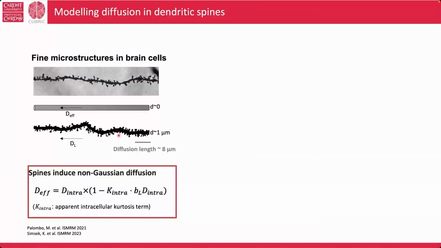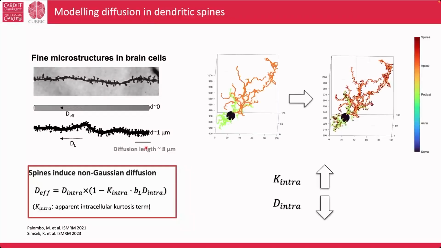We proposed a phenomenological model, which was anyway introduced in the 90s by Jablonski and Sostansky. We extended it a little bit for spiny dendrites. And the idea here is that this model has two parameters, the intraneurite kurtosis and apparent diffusivities. And if you have spines, the kurtosis that you measure should go up and the diffusivity should go down because they introduce non-Gaussianity and delay the diffusion along the fiber.